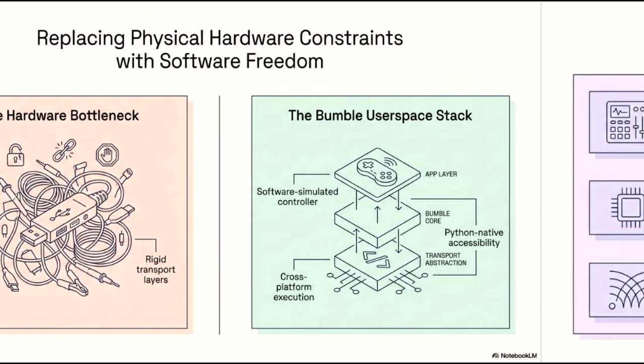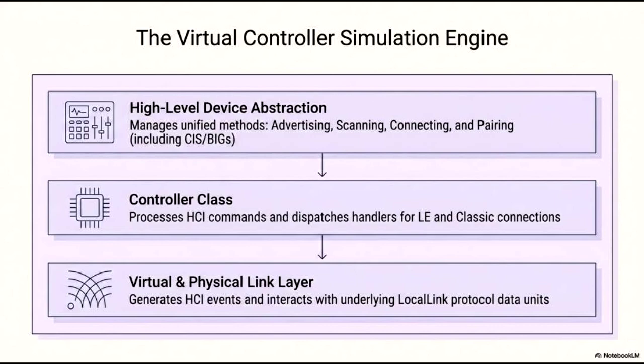development and innovation. The virtual controller simulation engine is structured into 3 core architectural layers. At the highest level, the high-level device abstraction manages unified methods for advertising, scanning, connecting, and pairing, including support for connected isochronous streams and broadcast isochronous groups. Beneath this, the controller class processes host controller interface commands and dispatches specialized handlers for both low-energy and classic connections. Finally, the virtual and physical link layer serves as the foundation, generating HCI events and interacting directly with the underlying local link protocol data units.